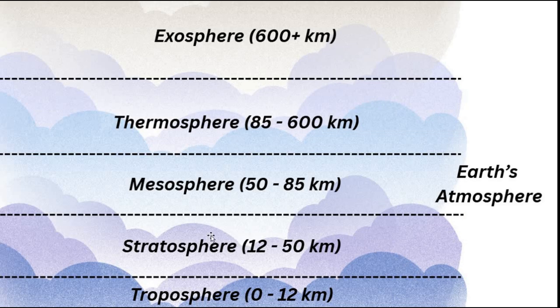Now here, on the basis of altitude, we can divide them as troposphere from the surface of the earth up to 12 kilometers above the surface of the earth. From 12 to 50 kilometers we have stratosphere, the layer above that. Then mesosphere from 50 to 85 kilometers, thermosphere from 85 to 600 kilometers, and then exosphere, which is 600 kilometers and above. So this is on the basis of height. Now let us start with the lowest layer, which is troposphere.